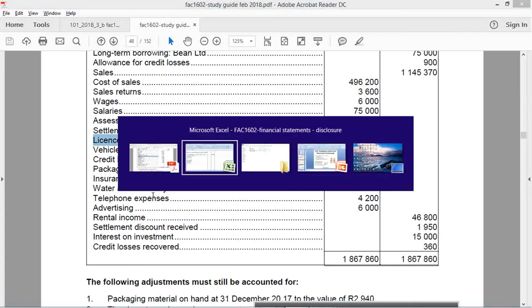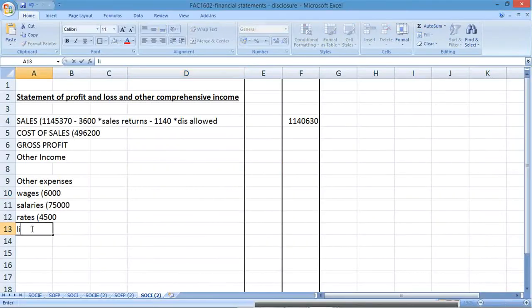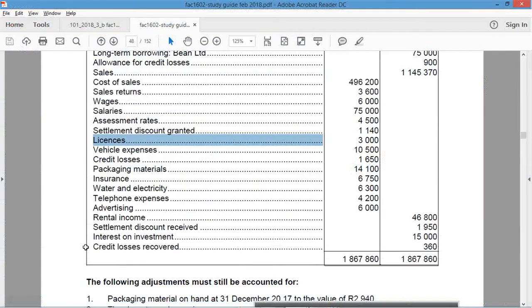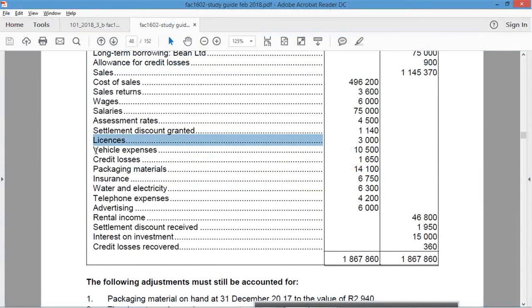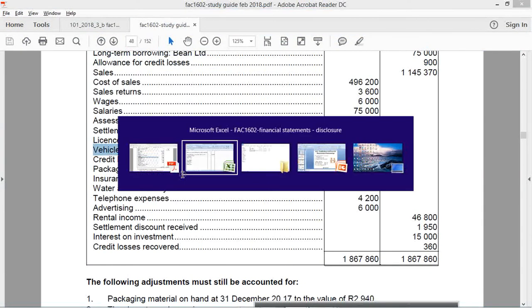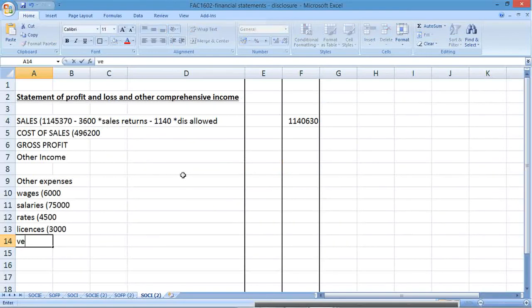Licenses is expense. Licenses, 3,000. Okay, next. Vehicle expense, 10,500.